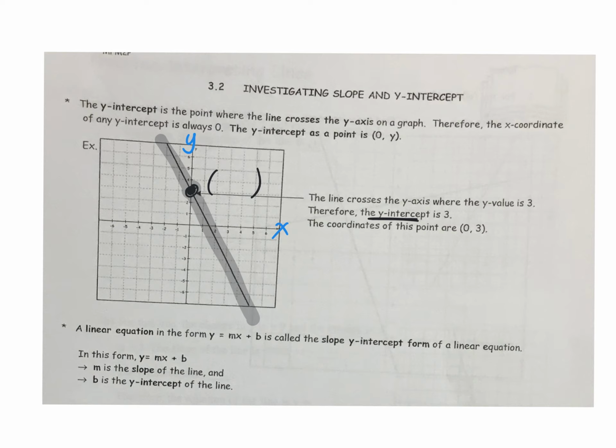I want you to write the coordinate on your paper. This is on page 10. How would you write it as a coordinate? 0, 3. So what they're saying here is that for a y-intercept, x is always 0. It has to be located at 0 something.